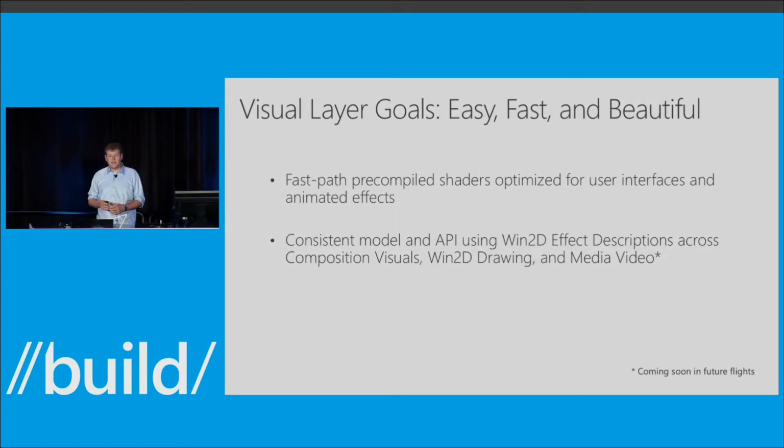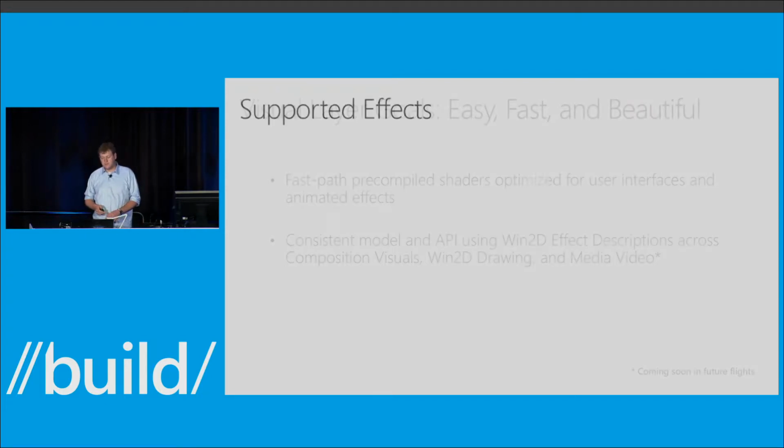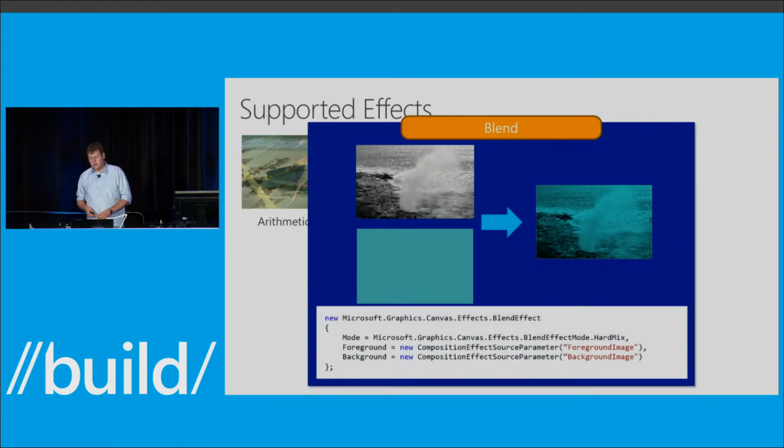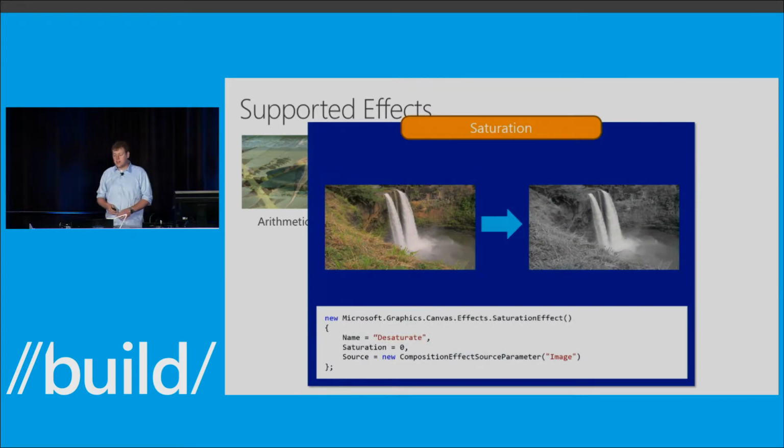Now, in order for us to guarantee a user experience, both for your apps and the system as a whole, we're focusing on a subset of the Win2D effects. So let's take a look at what they are. The first one is arithmetic composite. In the demo, you saw that being used in order to do the crossfade. There, we are simply animating the source 1 and source 2 amount. Another effect that you have at your disposal is blend. There are actually 21 different blend modes that you can use. This example here is using hard mix. Saturation is another one. Here you're seeing an image going to 0 saturation, so it's fully monochrome.